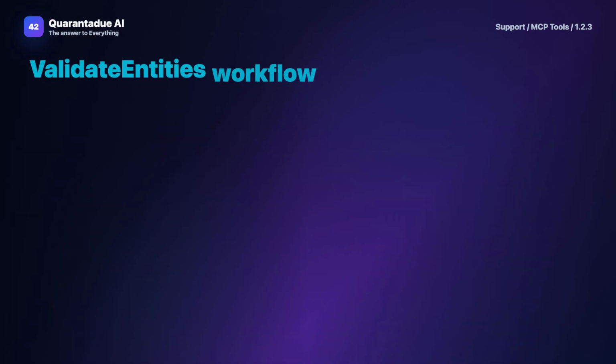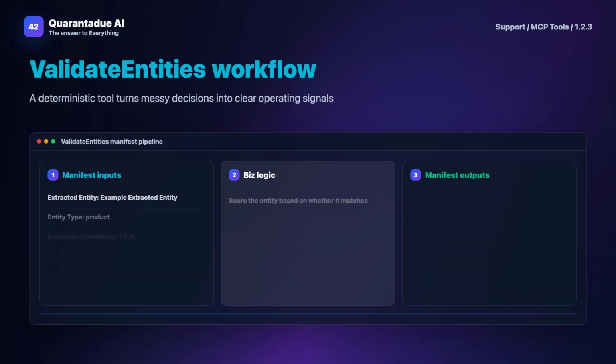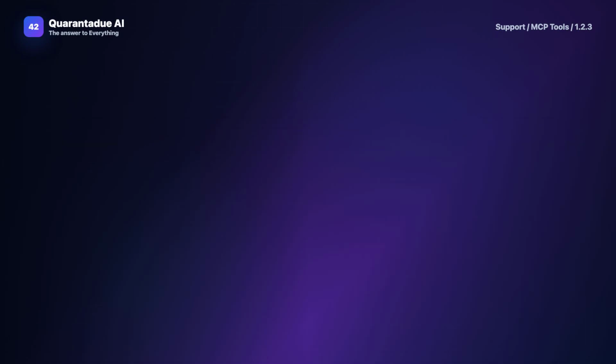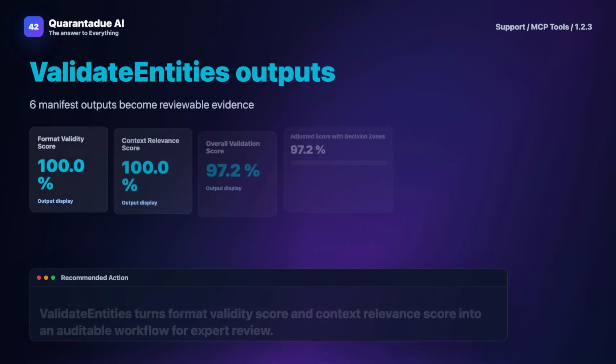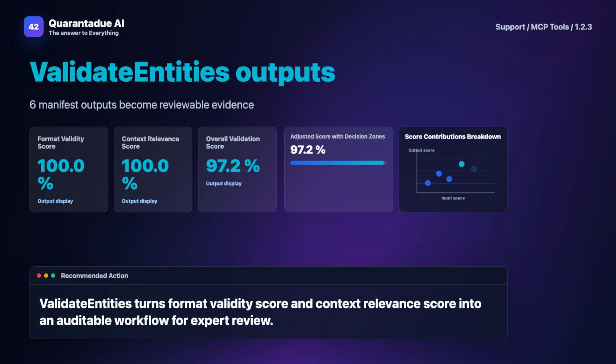Calculate the weighted contribution of format score to the overall adjusted score, applying a weight of 0.44. Calculate the weighted contribution of context score to the overall adjusted score, applying a weight of 0.43, and calculate the weighted contribution of extraction confidence to the overall adjusted score, applying a weight of 0.43.